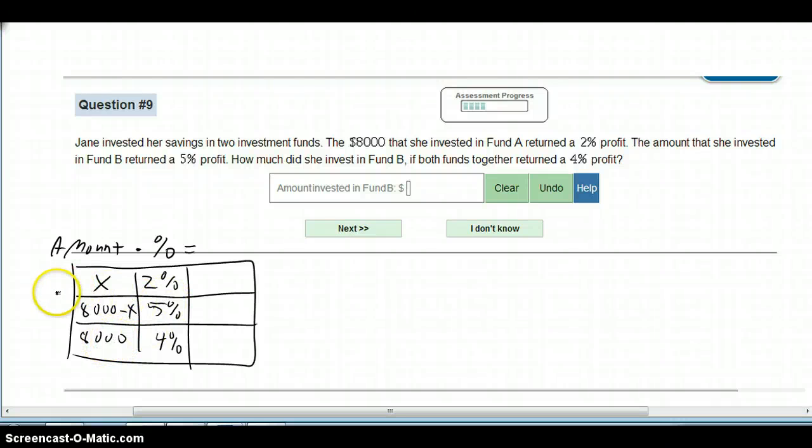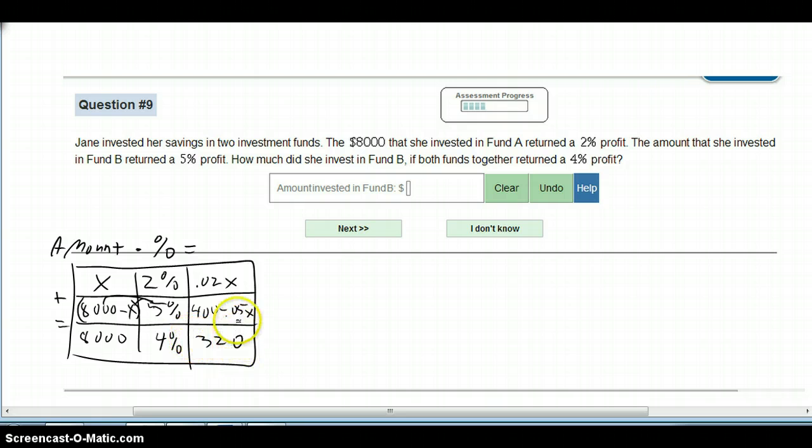If you added these two together, X plus 8,000 minus X, you get 8,000. So if we add those, you get the total. It adds straight down. And if we multiply straight across, we're going to get 0.02X here. If we take 5% of 8,000, we're going to get 400 minus 0.05X. Sorry, it's a little small. We're really distributing it through: 0.05 times 8,000 and 0.05 times negative X. And if I take 4% of 8,000, we're going to get 320.